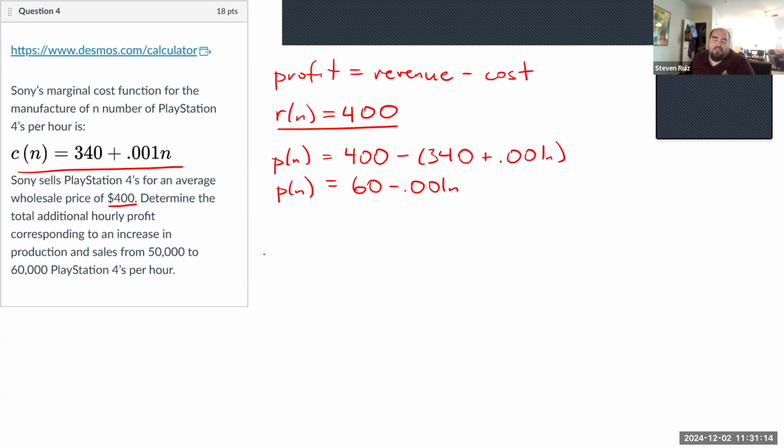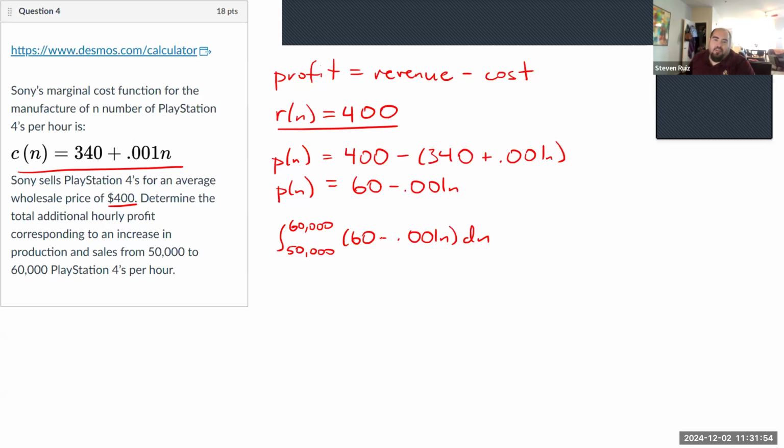I need to be more specific. I'm not asking for how much total profit I am going to make from all 60,000 PlayStations, just the additional. So I'm going to integrate from 50,000 to 60,000 of this profit function, 60 minus 0.001n dn. So basically, this right here is going to give me how much additional profit I am going to make from that specific set of 10,000 PlayStations.